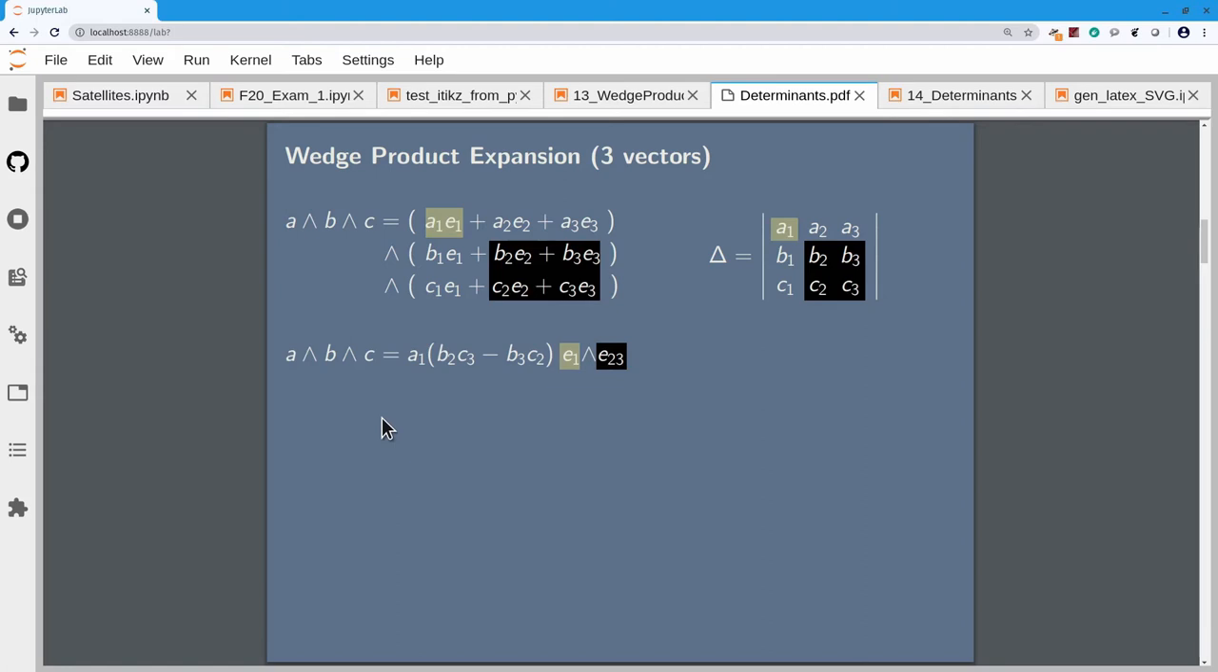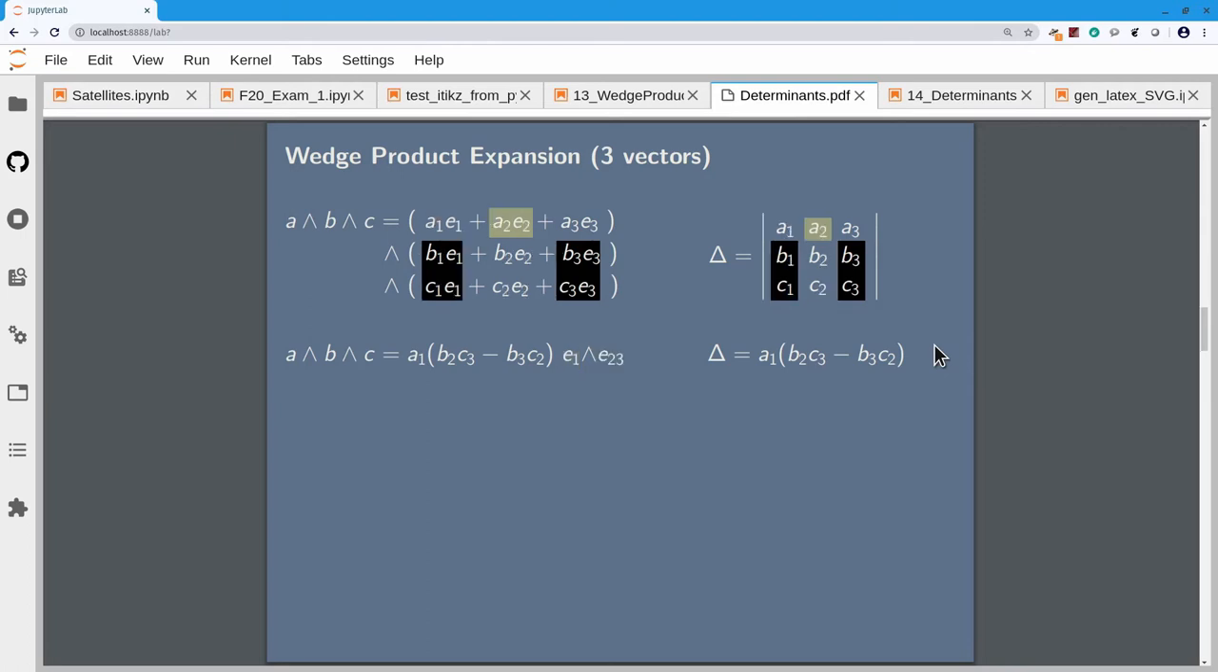Let's do the next step. So A1 is E1 times the wedge product of those two vectors. And when I compute that wedge product, E2, E3, and E3, E2, putting them in numerical order picks up a minus sign. So I get A1, B2, C3, minus B3, C2, times the wedge product, E1 wedged with E2, E3. Comparing here, I see that I have to pick A1, and I have to multiply it with B2, C3, minus B3, C2. Okay, we are done with the A1, E1 term.